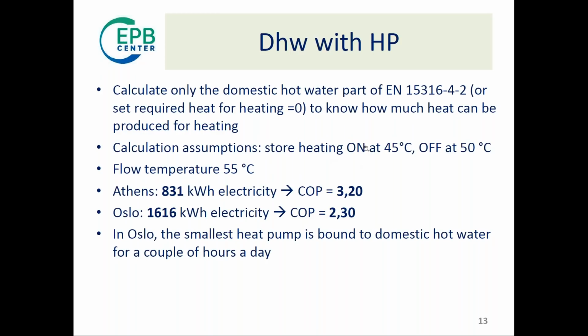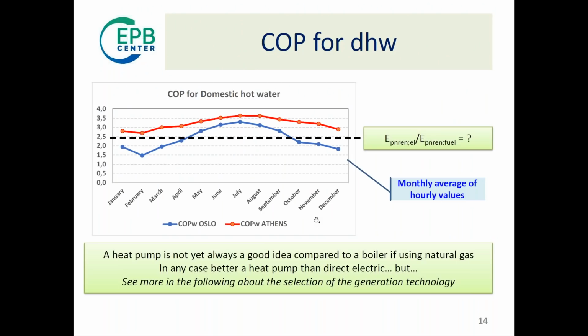And these are the assumptions I already told you. And the result, of course, is in Athens, as you might expect. You use less electricity and you have a higher COP because, of course, it's an air to water, so 3.2. This is an average of the whole year. And Oslo, of course, you need the double, not only because the COP is lower, but because you need more energy, because the domestic cold water is colder, of course. And in Oslo, you need a couple of hours a day. This will have some effects.